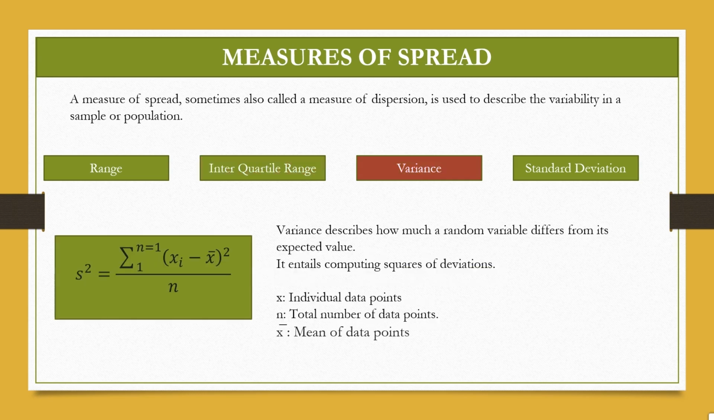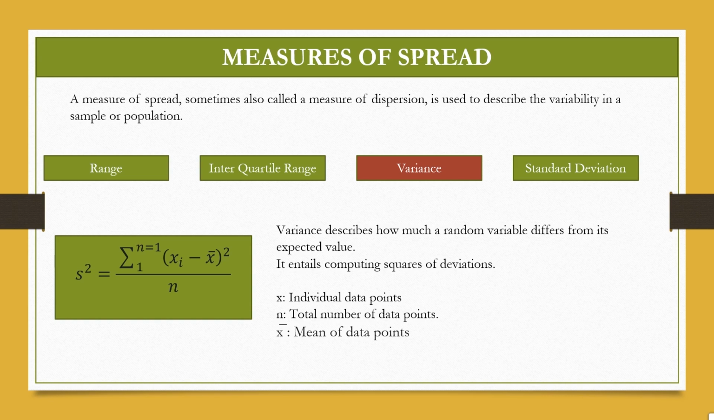Now let's look at variance. Variance is a measure that shows how much a random variable differs from its expected value. It's the variance in any variable. Variance can be calculated by using this formula. Here, x represents any data point in your data set, n is the total number of data points in your data set, and x bar is the mean of the data points. This is how you calculate variance. Variance is basically computing the square of deviation. That's why it says S square there.